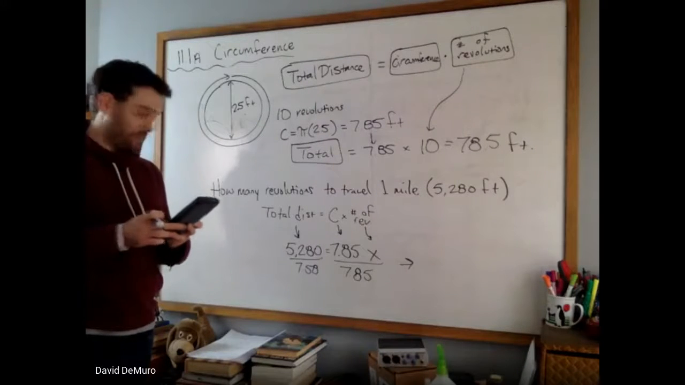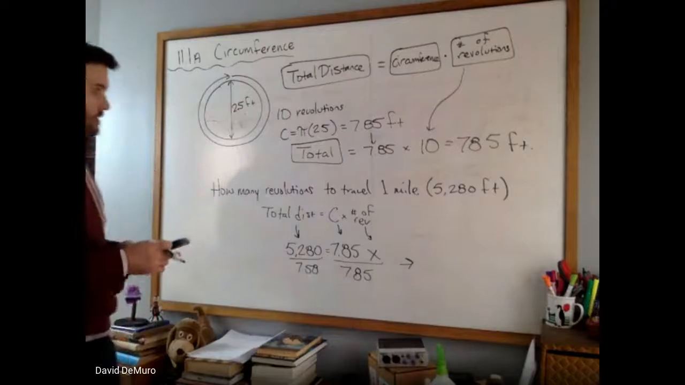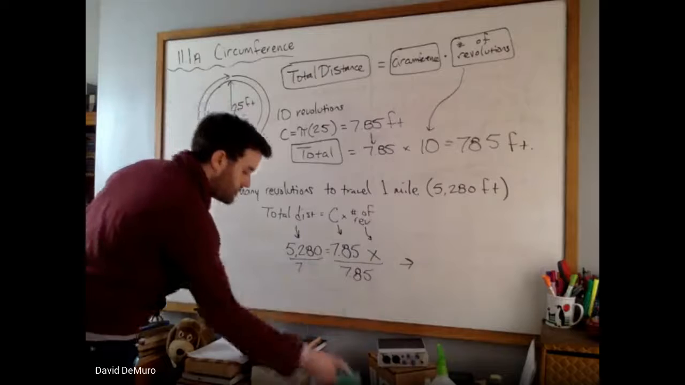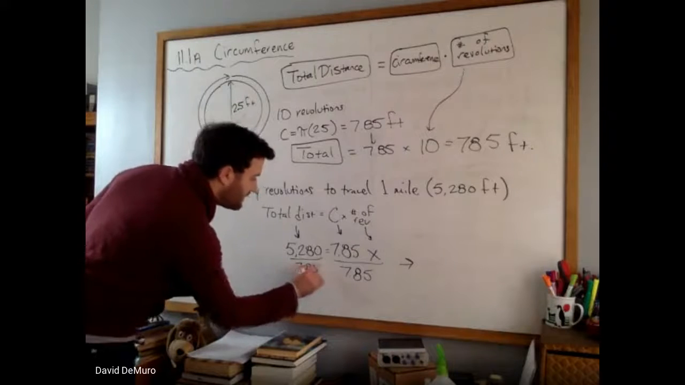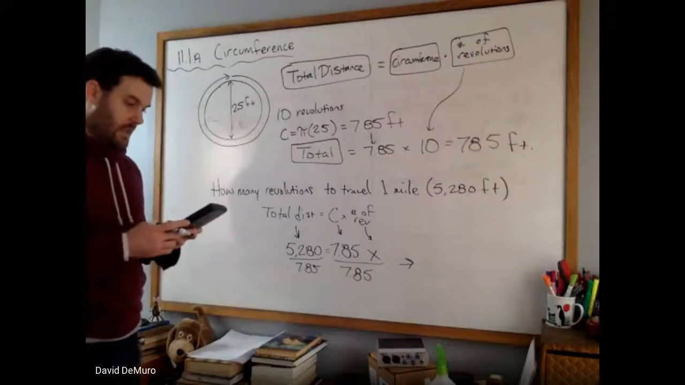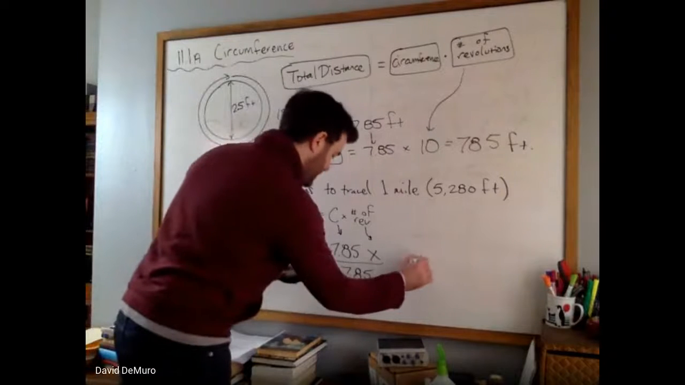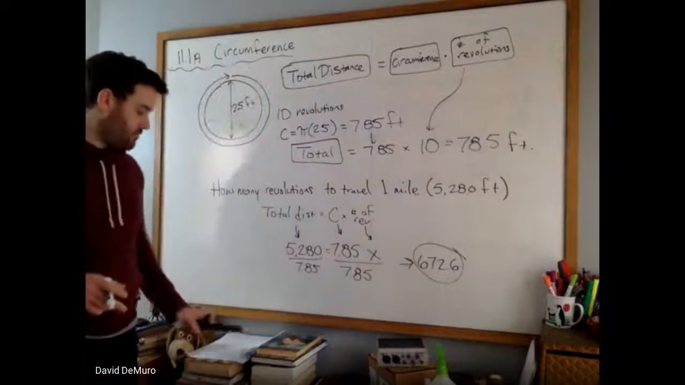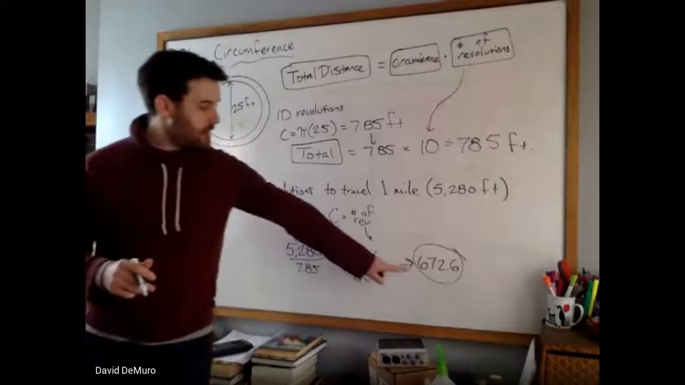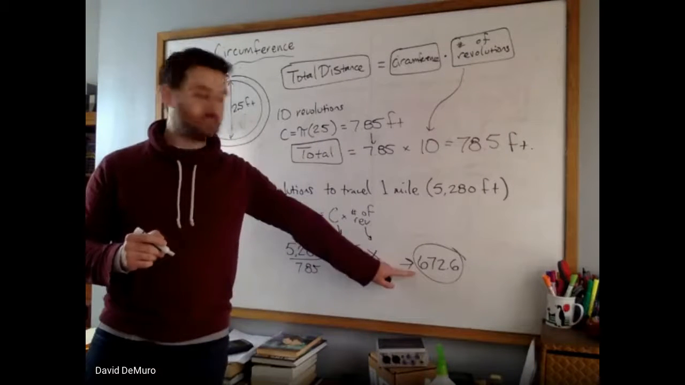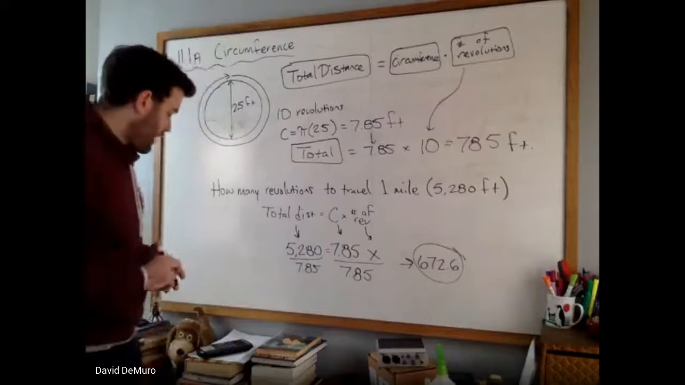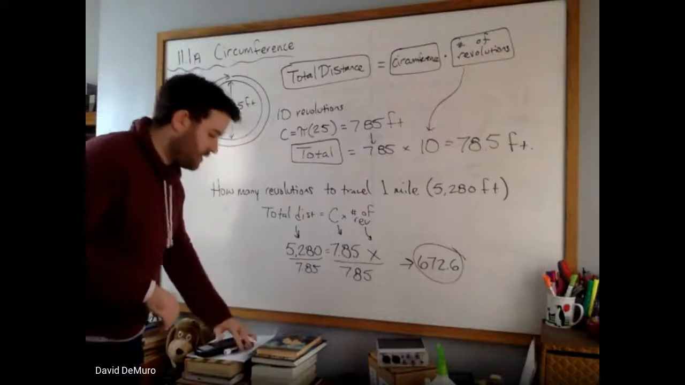5,280 divided by 7. Oops, that should be 7.85. Switching numbers around here. And that is 672.6. So for that truck or car to drive 1 mile, that tire needs to spin 672.6 times. All right, we'll take a look at one last quick example of applying this.